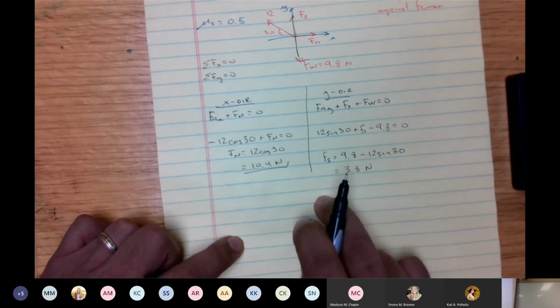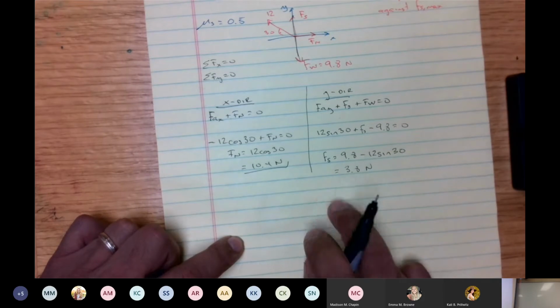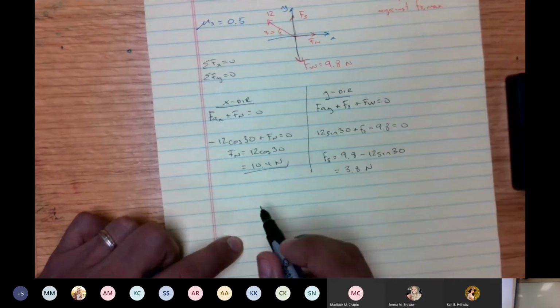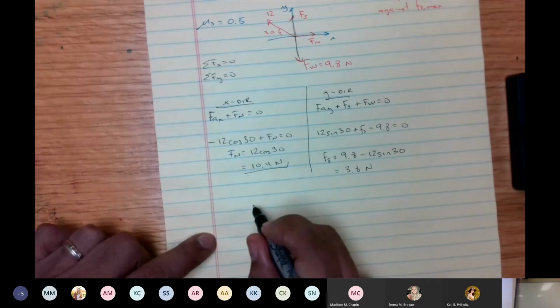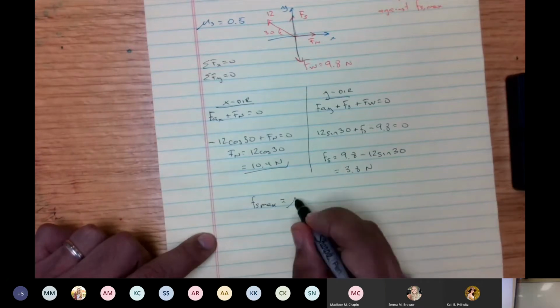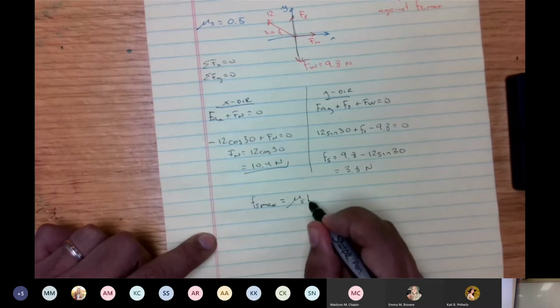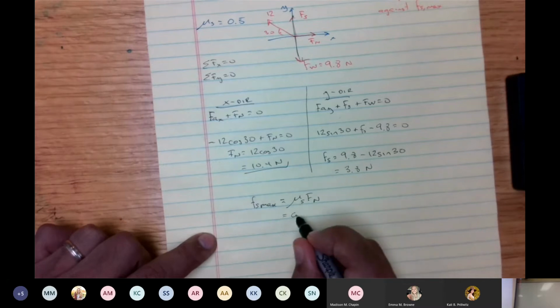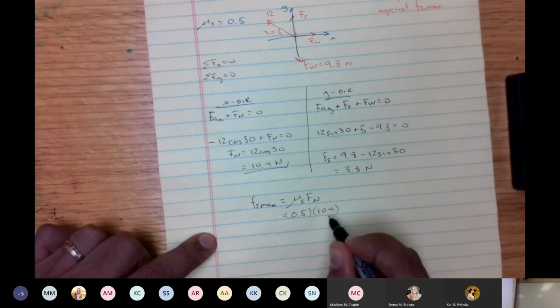You need to compare it with the maximum friction force. So the maximum static force, that's going to be mu s times the normal force. So this will be 0.5 times 10.4. So this will give you 5.2 newtons.